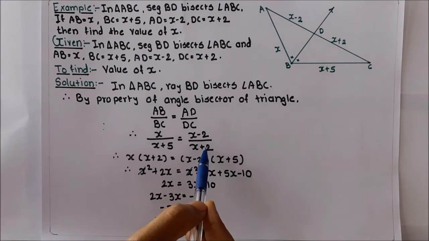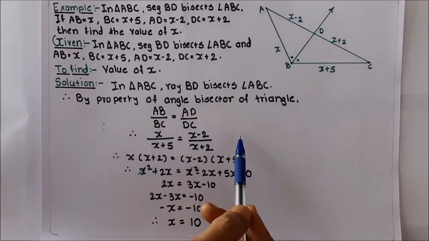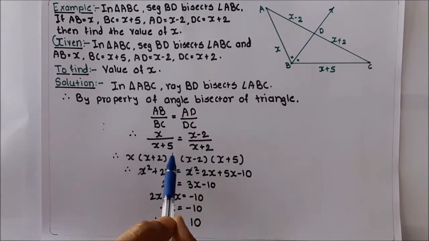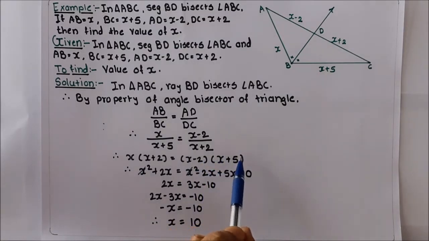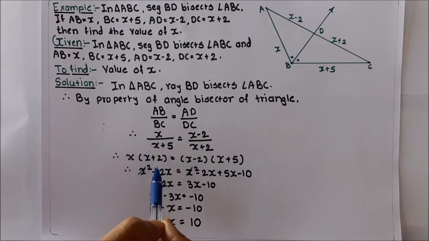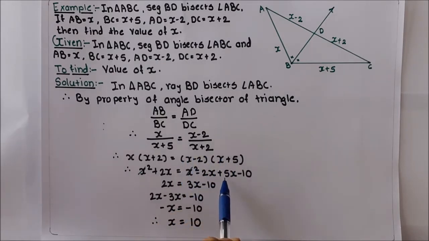Now send this x plus 2 to this side, it will become a numerator. This x plus 5 to that side, it will become a numerator. So x into x plus 2 is equal to, first bracket, x minus 2 into x plus 5. Now x into x, x square, x into 2, 2x. This is equal to x into x, x square, 2 minus 2 into x minus 2x, x into 5 plus 5x, and minus 2 into 5 minus 10.